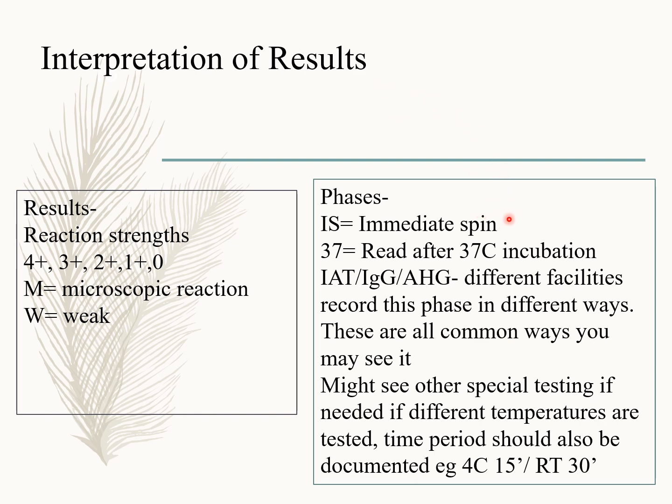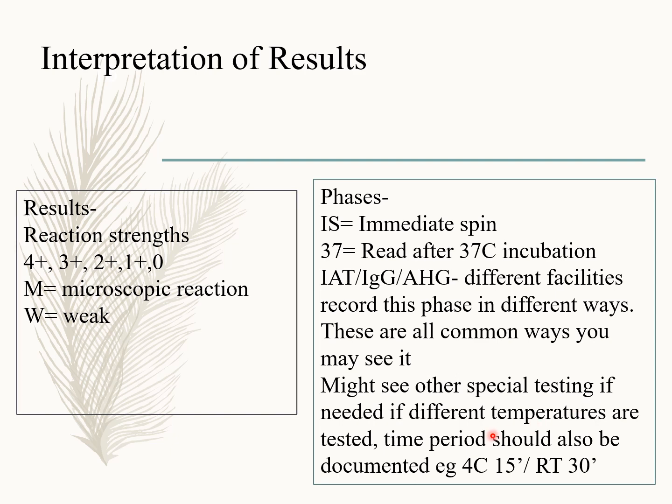If you're doing a tube test, your anti-human globulin phase, some people will write IAT for indirect anti-globulin test, or IgG, which is really anti-IgG, but it just is different at each facility. So you might see it all different ways, but usually it'll be one of these for the AHG phase. Also, anytime you do anything special, you want to record the temperature or the time so that whenever someone's reviewing the report or the reactions, they'll know what you did.